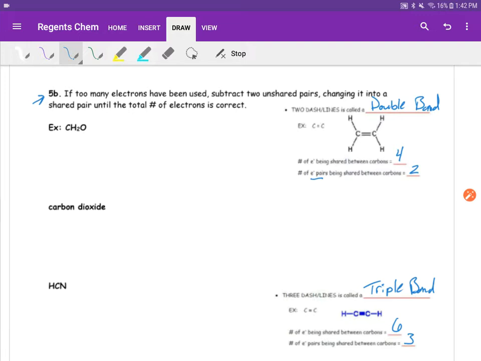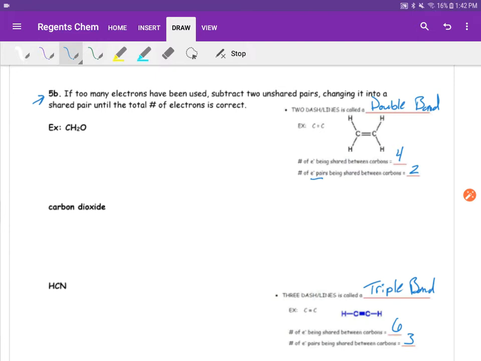Well, what if you have too many electrons that have been used, and then we have to subtract 2 unshared pairs, changing it to a shared pair until the total number of electrons is correct. So basically what this is implying is what happens if one of your atoms doesn't have 8 electrons, doesn't have a full octet. Then you have to start forming double bonds. So let's jump into a couple examples together.